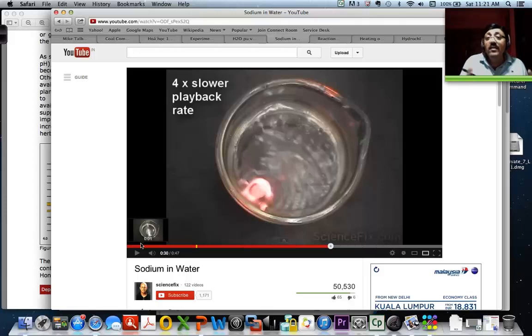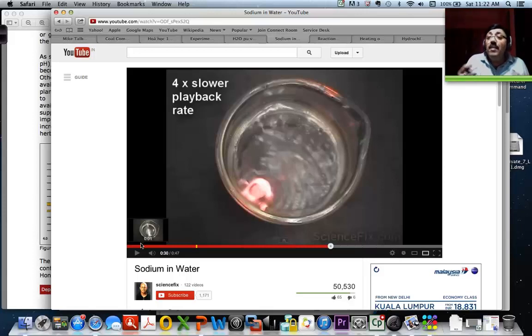So sodium reacting with water is a highly explosive reaction, right? That's what you see here. I have not heated it. There's no heat provided. Just put a piece of sodium in water, and that's it. That's because sodium is a heavily reactive substance, right? Okay, so that is about sodium. Even potassium will react in the same way, in fact.